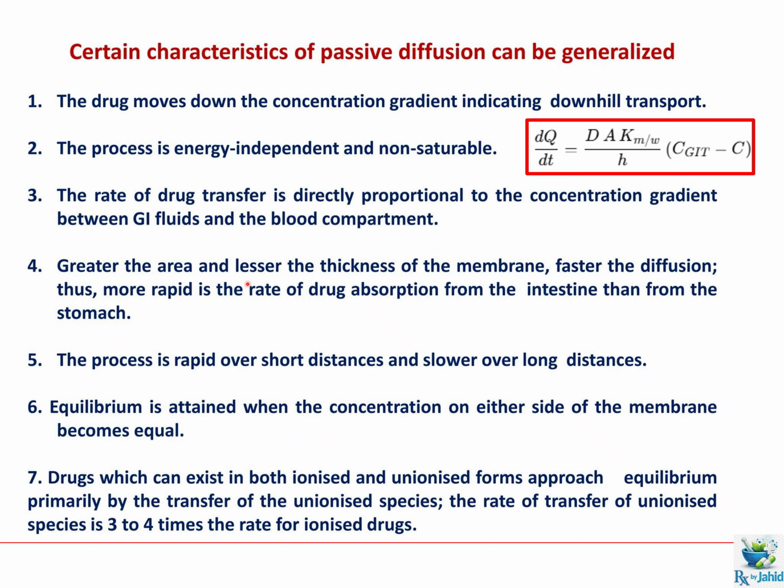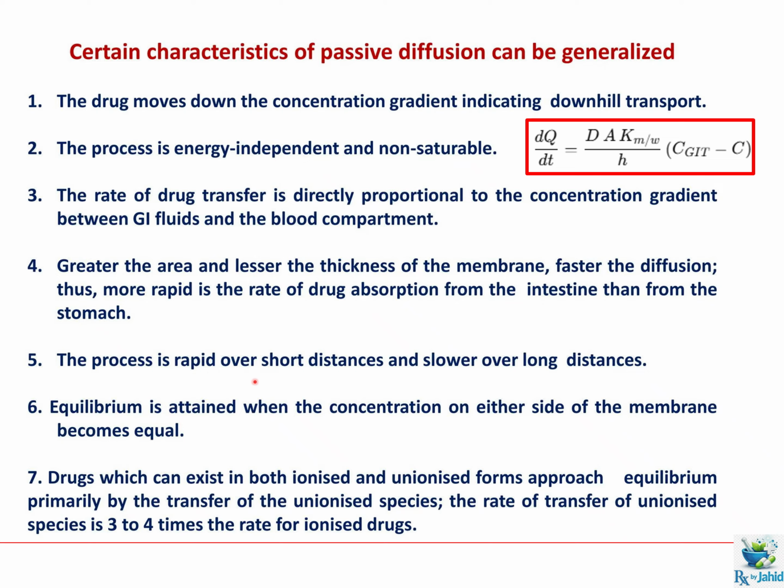The greater the area, the lesser the thickness of the membrane, the faster the diffusion. So it can be seen from the equation. Thus, more rapid is the rate of drug absorption from the intestine than from the stomach, because the intestine has a greater surface area. We know the villi, the microvilli increase the surface area of the intestine. That's why drugs are mostly absorbed from the intestine.